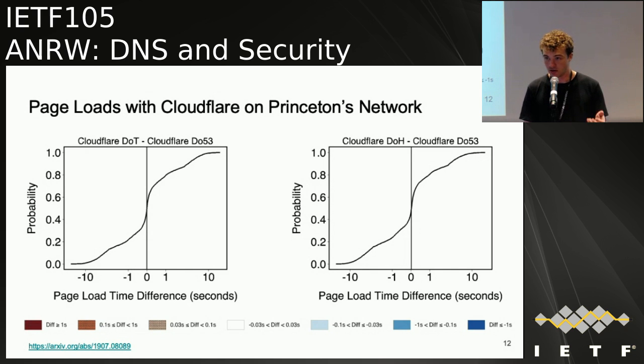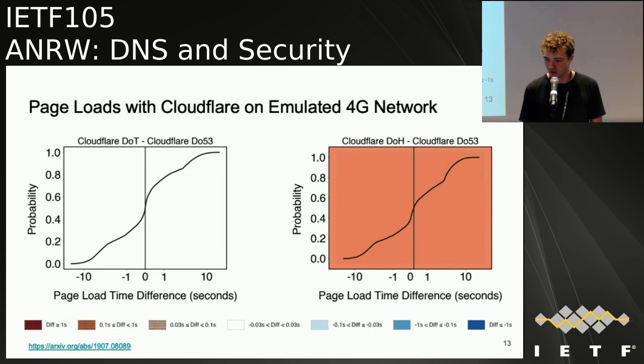The white background indicates that this difference is between plus or minus 30 milliseconds, right? So the kind of key takeaway from this slide is that if you're using DOT or DO, the difference in page load times on a university network to Cloudflare's recursor is only 30 milliseconds. You can go to the next slide. And the picture starts to change a little once you move to an emulated 4G network.